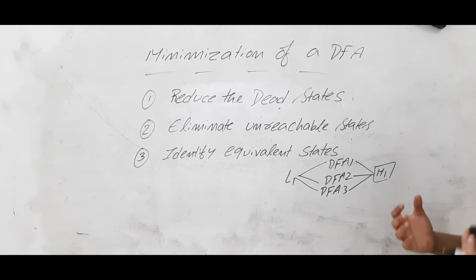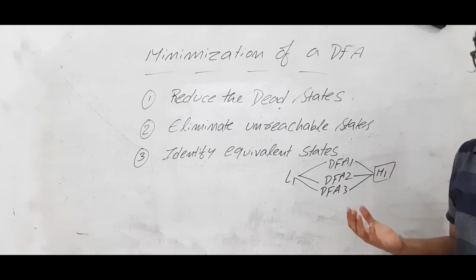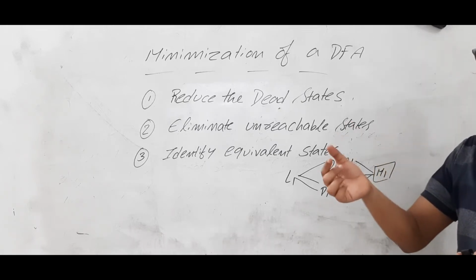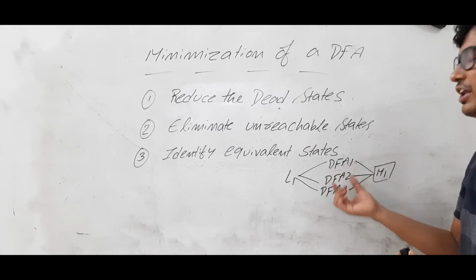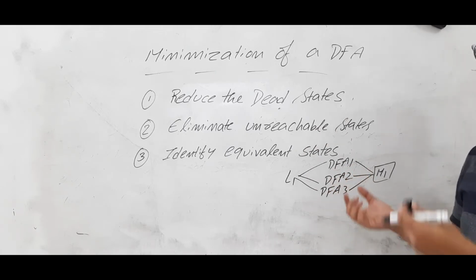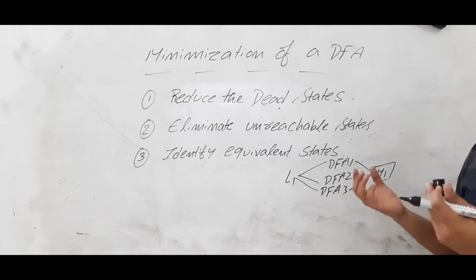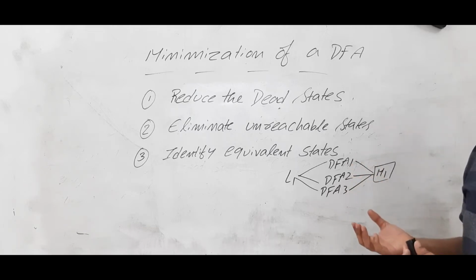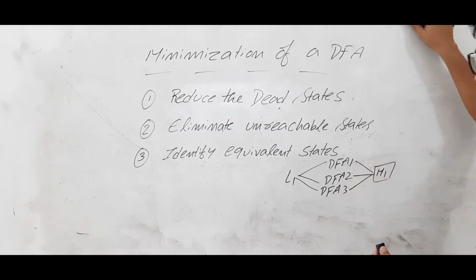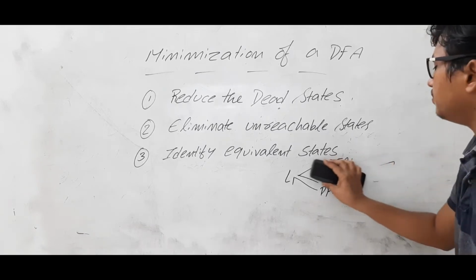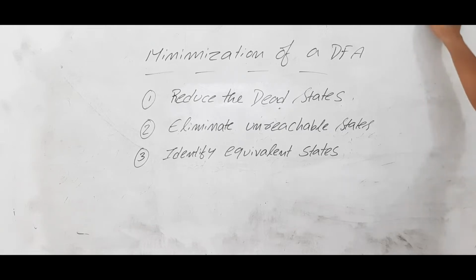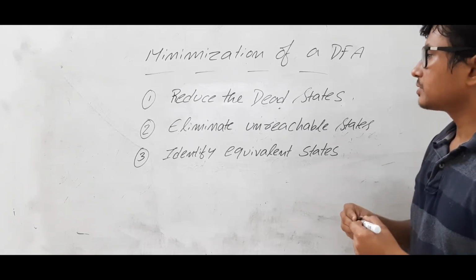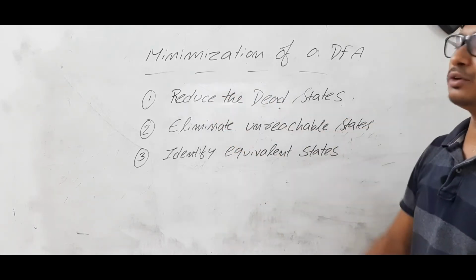What is meant by minimization? We are reducing the number of states in the DFA, because for storing each state we will take some space. So if I reduce the number of states, then the number of transitions will also reduce, so I can reduce the space complexity. So to reduce the space we will go for the minimization of DFA.